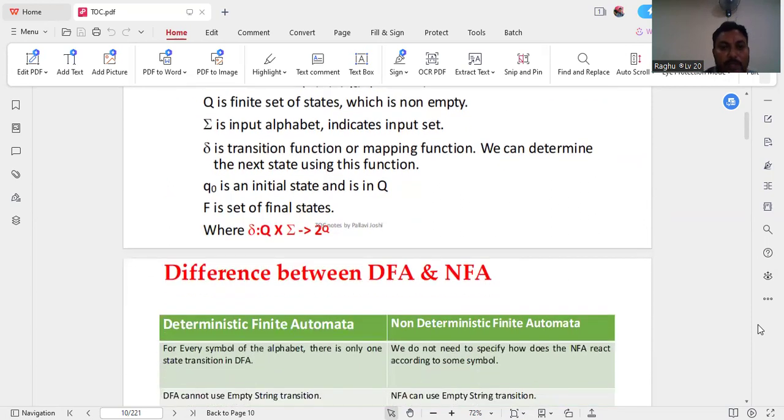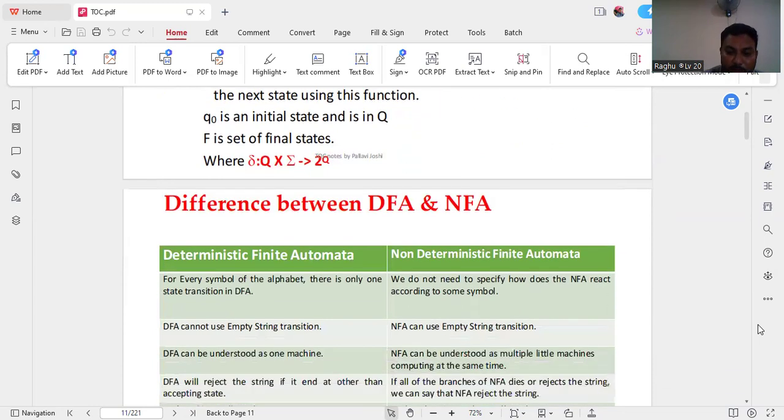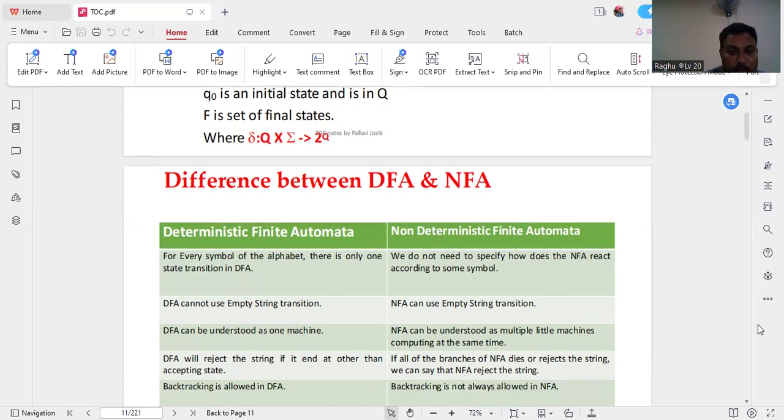Then see the differences between DFA and NFA. DFA means deterministic finite automata. NFA means non-deterministic finite automata. For every symbol of the alphabet, there is only one state transition in DFA. That is Q × Σ → Q. And coming to the NFA, we do not need to specify how the NFA reacts according to some symbol. And DFA cannot use empty string transition, but NFA can use empty string transition.